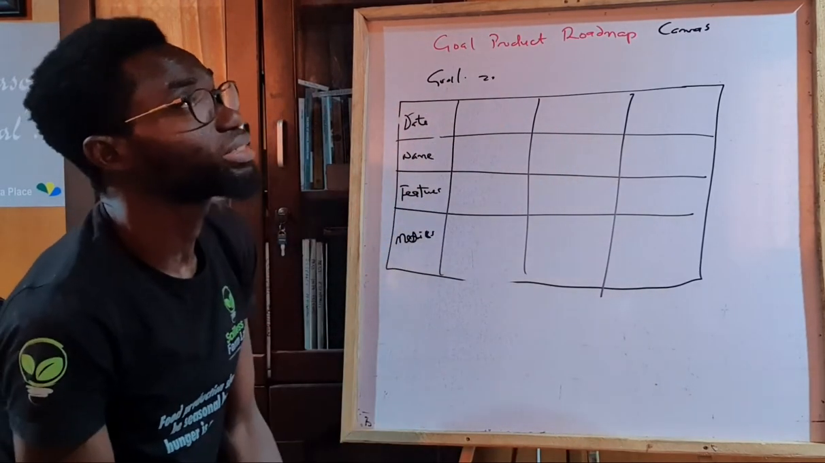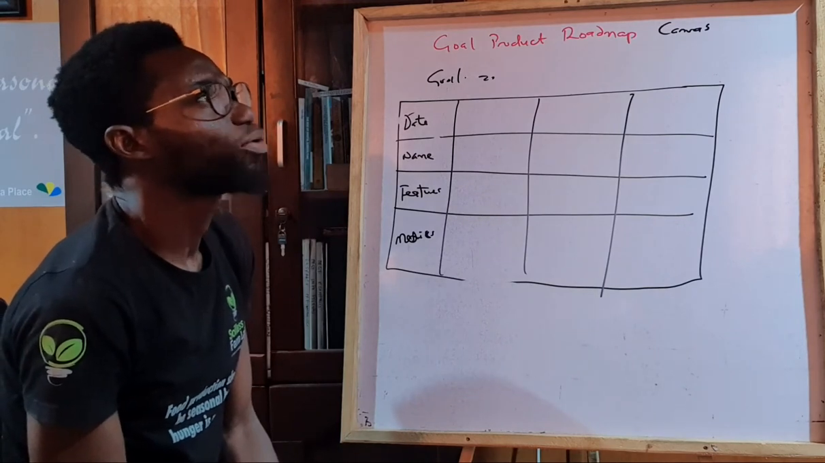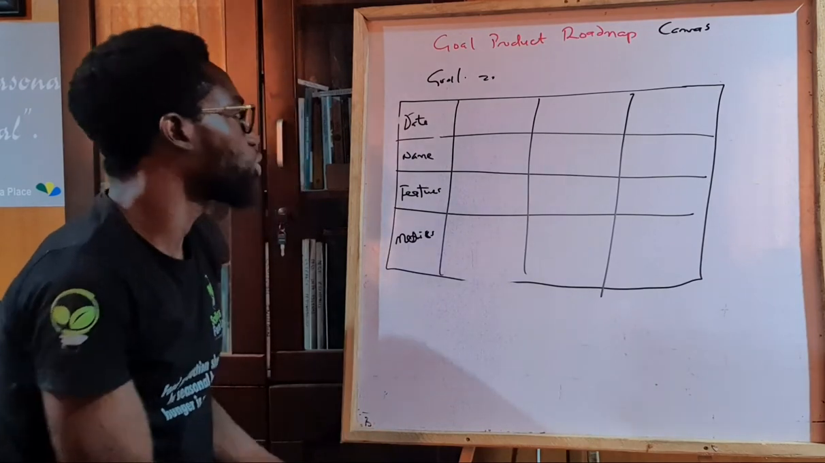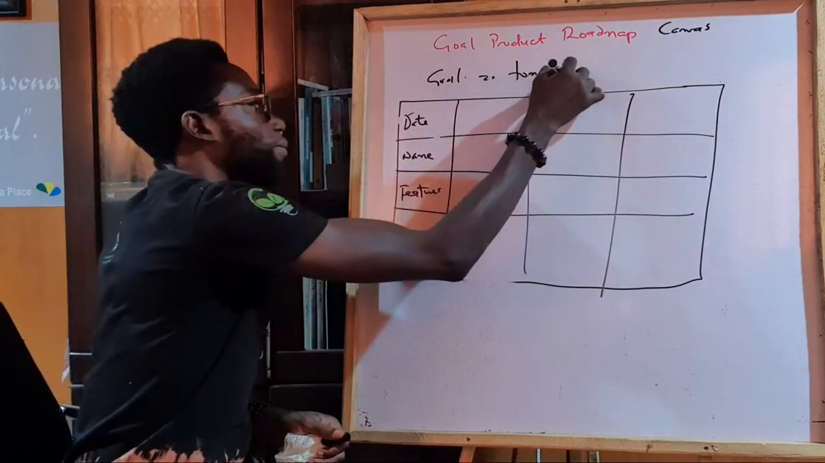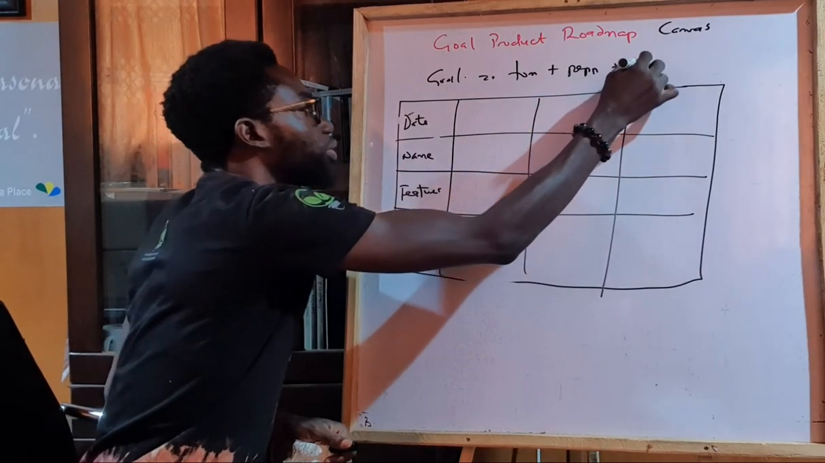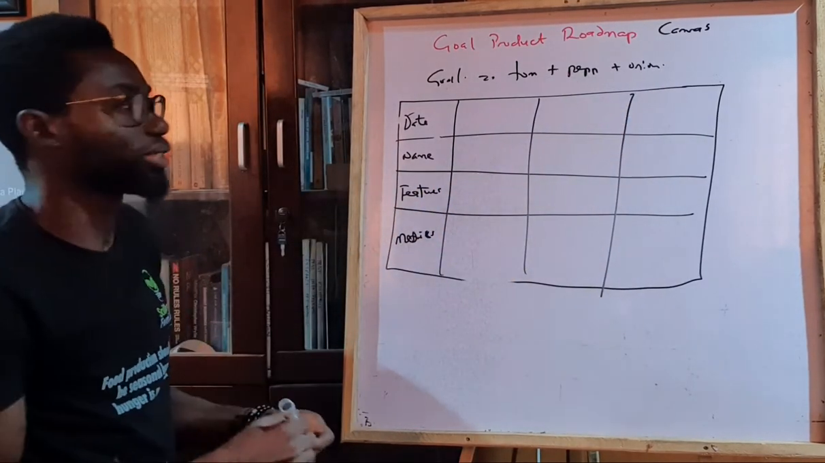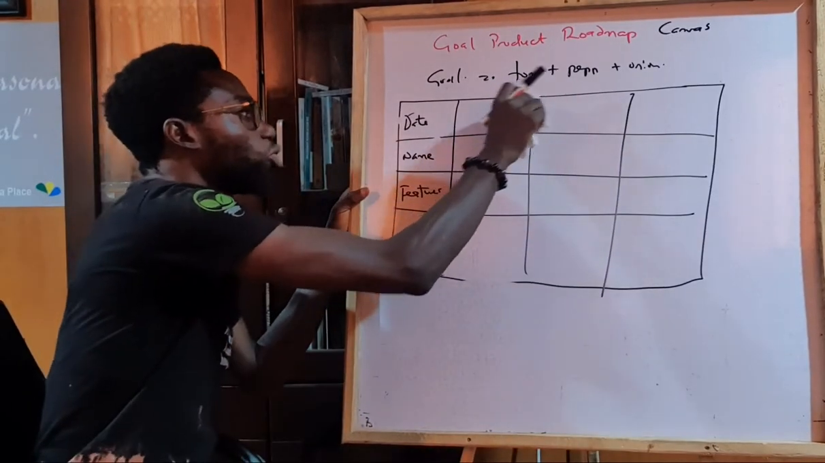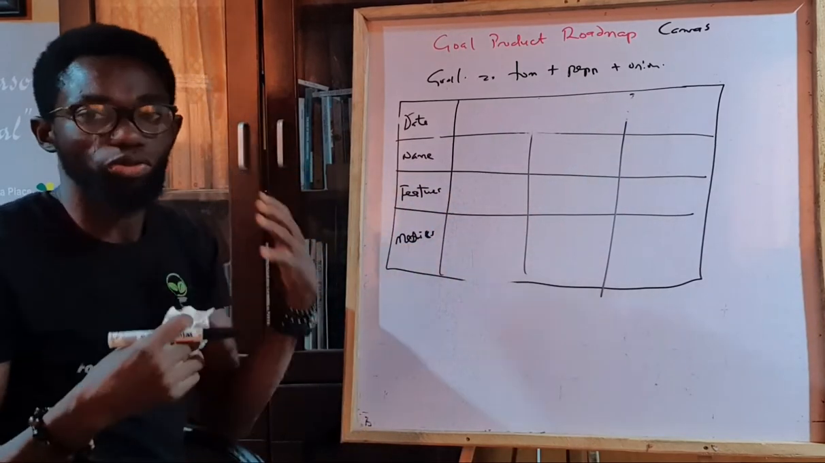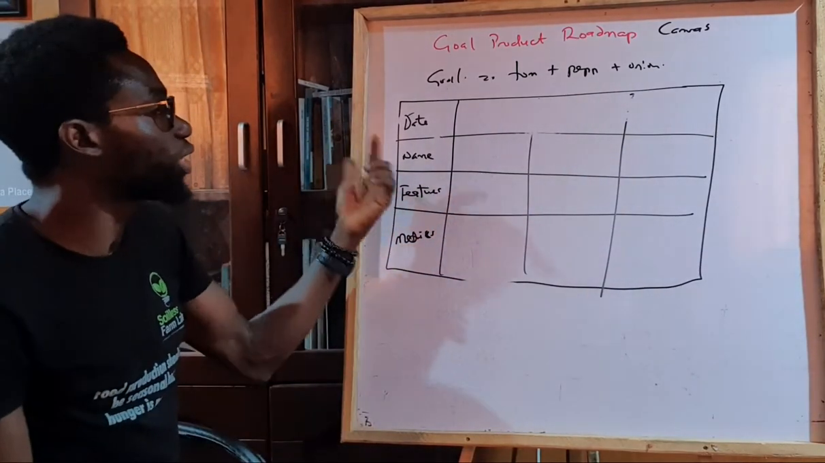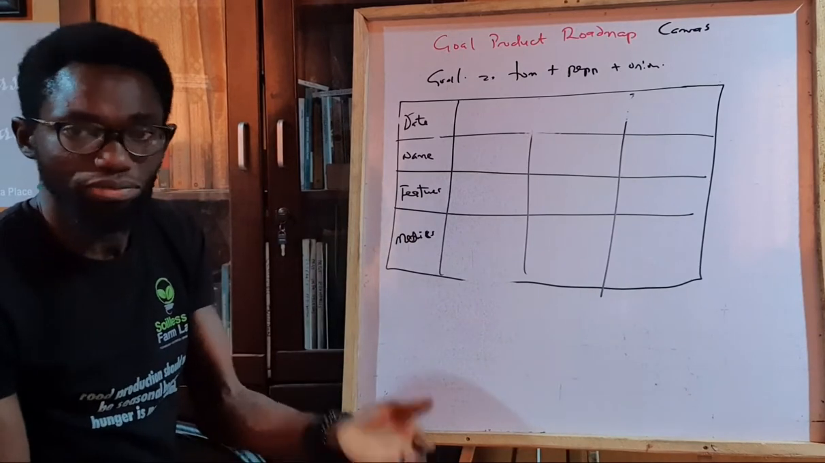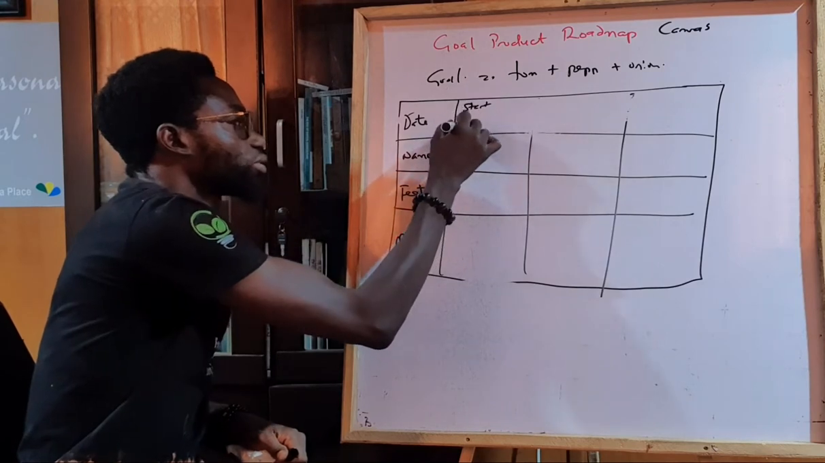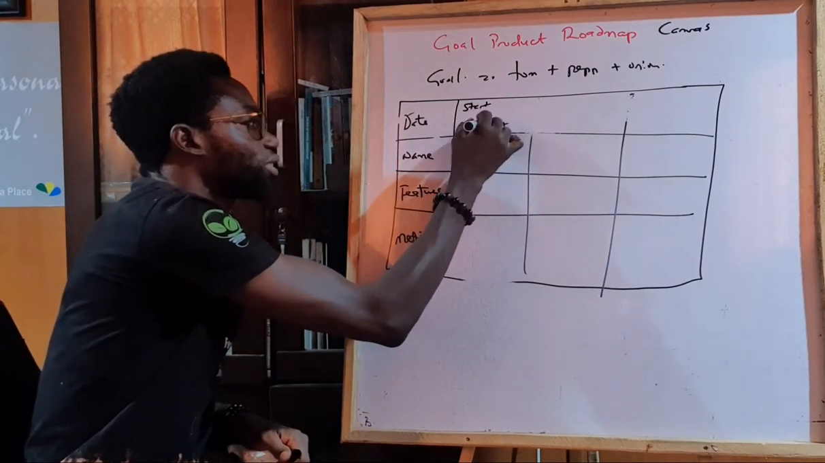So let's say, for example, I want to develop a product next year of tomatoes plus pepper plus onions already joined together. This is what I want to develop next year. So I need to know what date I want this product development to start, and when I want it to hit the market. I need to know that. So when am I starting my development? When do I want to hit the market?